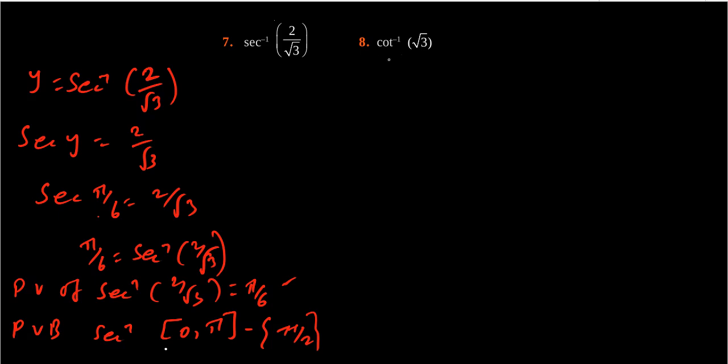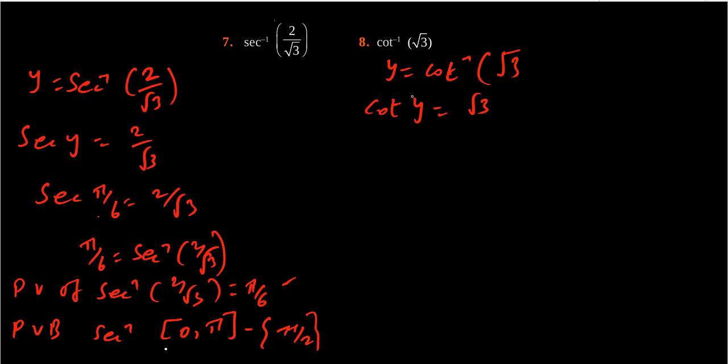Let me take it as y. So y is equal to cot inverse of root 3. If we bring cot to the left hand side, cot y is equal to root 3. It is positive only. Cot is the inverse of tan. Tan 60 degrees is root 3, that is tan pi by 3.